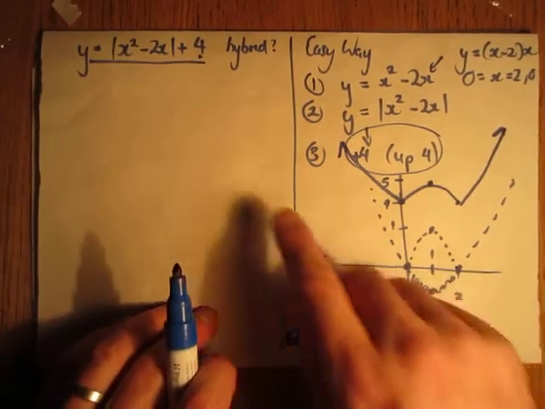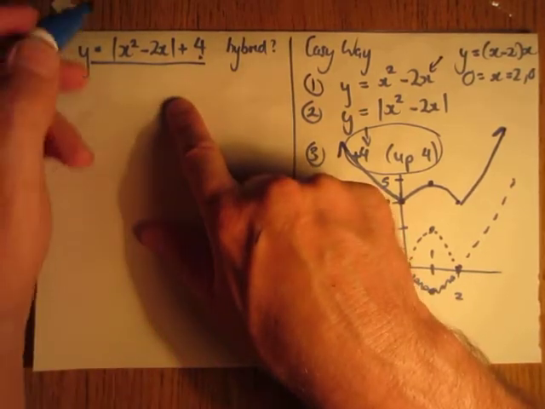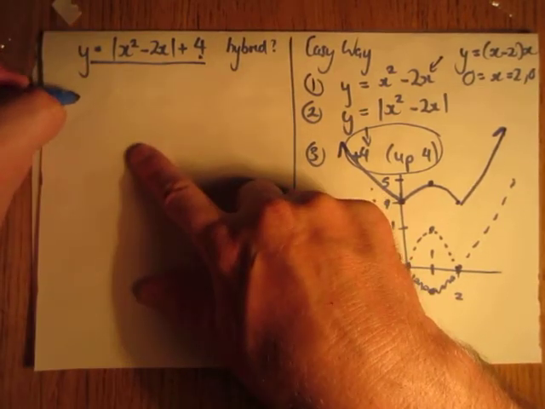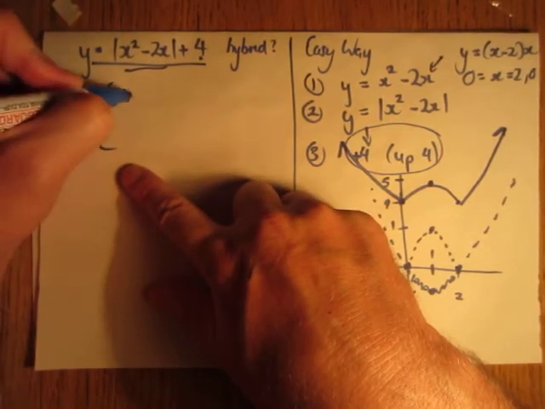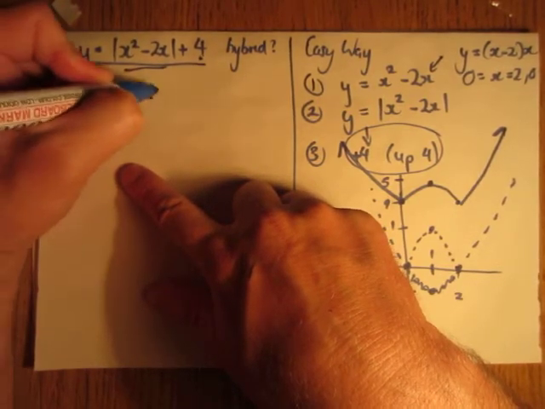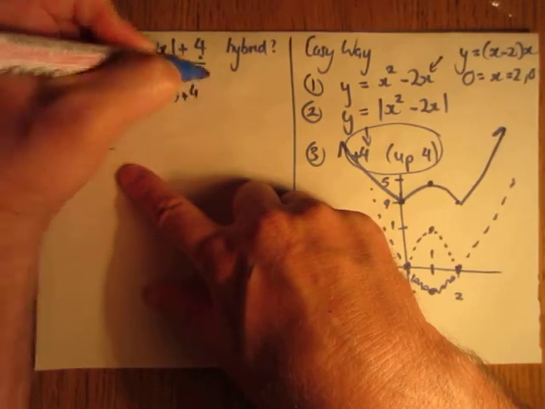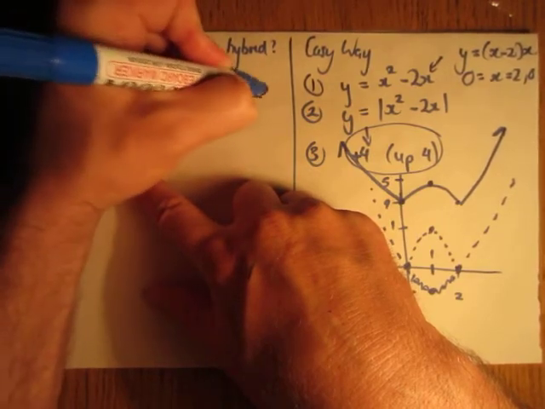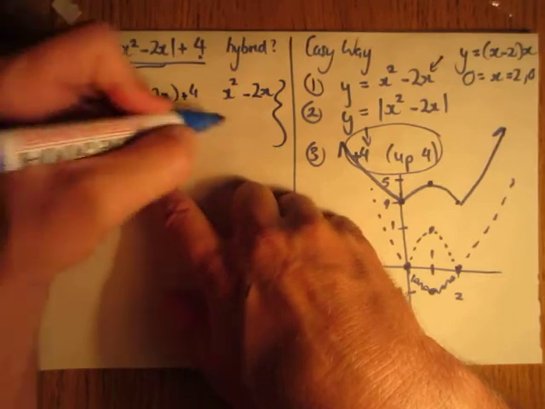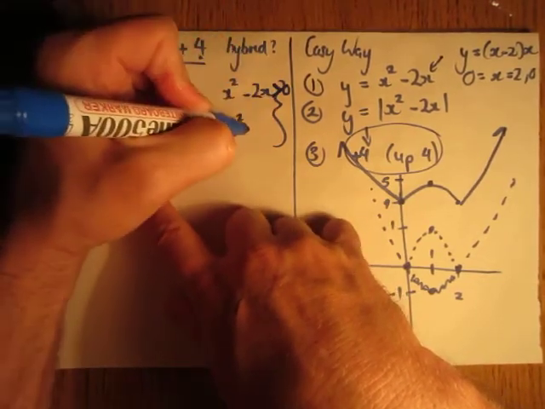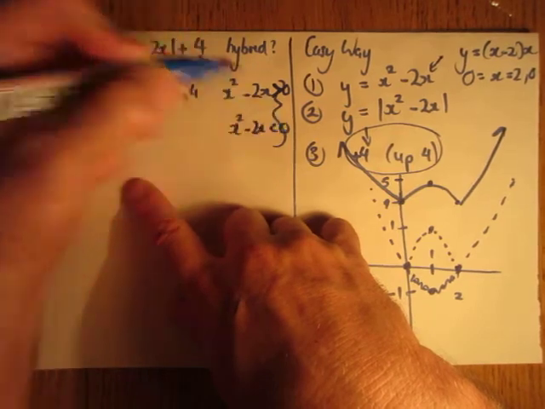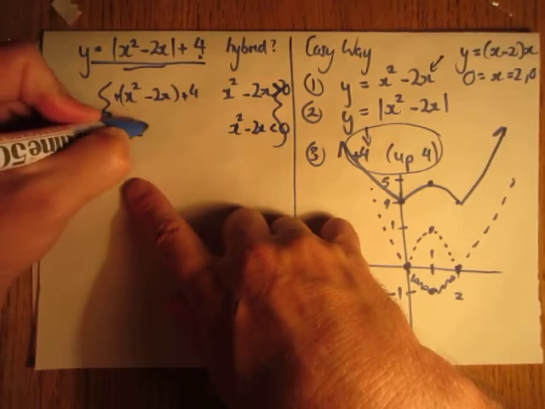Okay, we're running out of time. This is a long one. Let's just quickly write this as a hybrid. So again, this is the thing inside. You can write it as a hybrid in the sense of saying, when the thing inside is positive, you just leave it alone. When the thing inside is negative, you put a negative sign out the front.